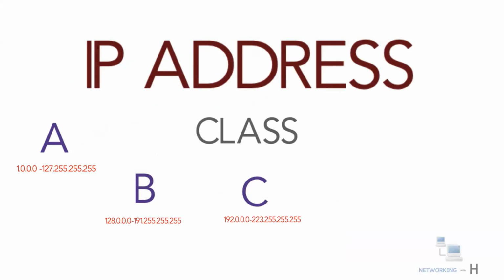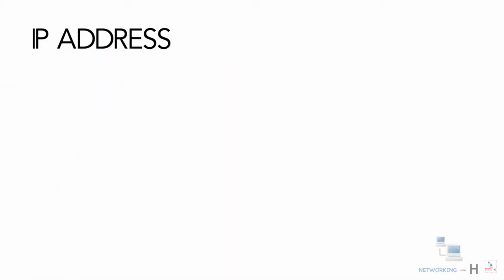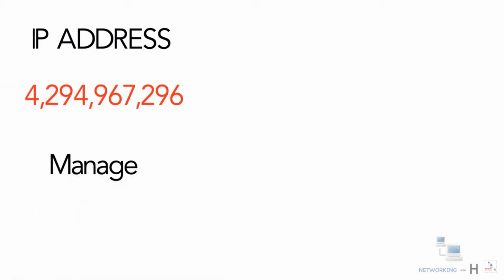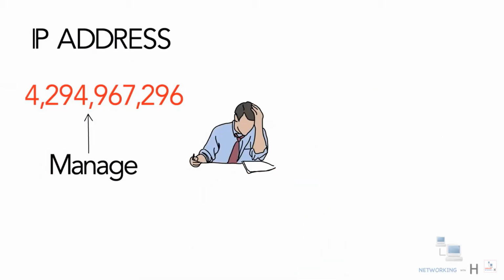In this session of CCNA series, I'll discuss IP address classes. There are around 4.3 billion IPv4 addresses. Managing all those addresses without any scheme is next to impossible. Let's understand it with a simple example.